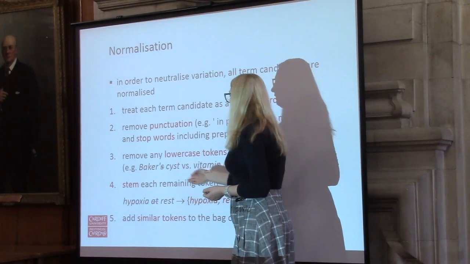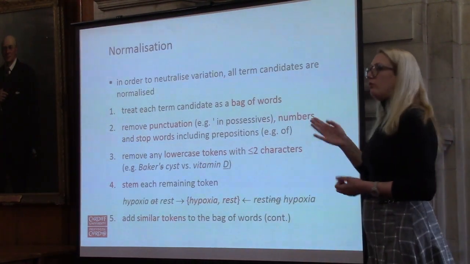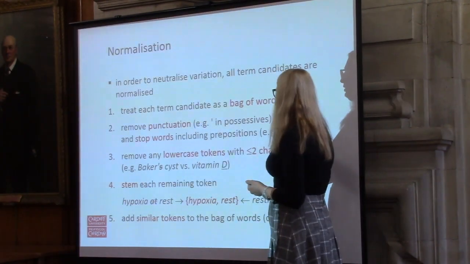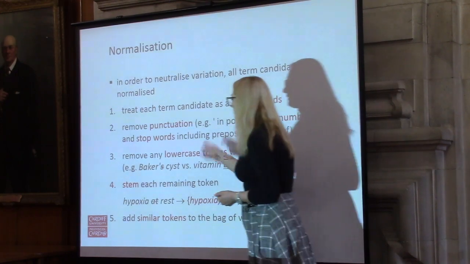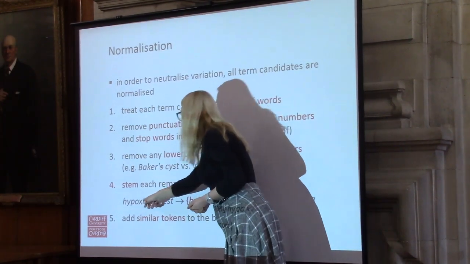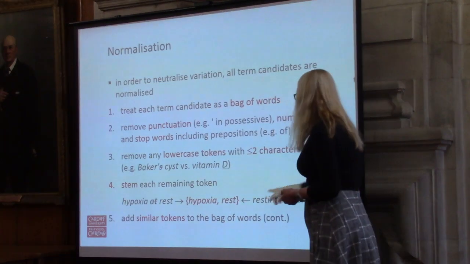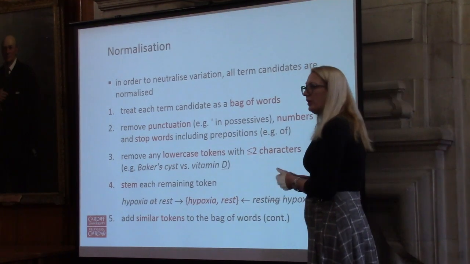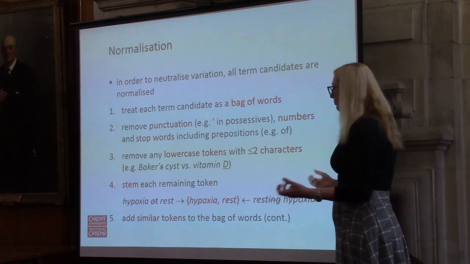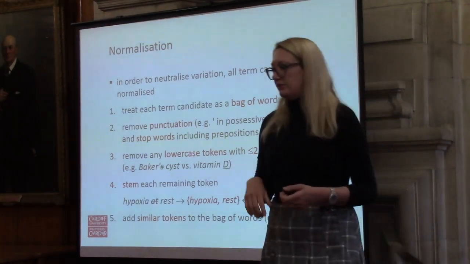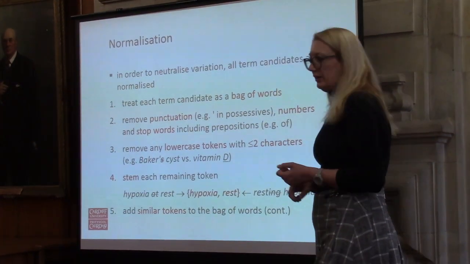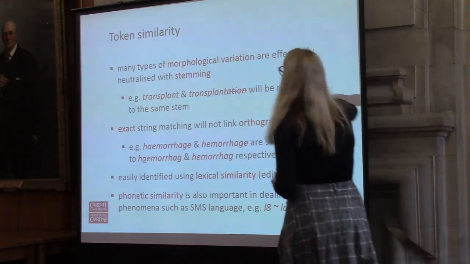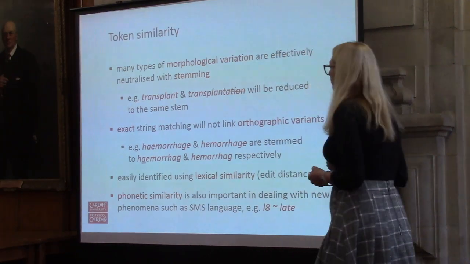We will also stem each remaining token, and stemming means removing the suffix, basically. We already removed the preposition by rule number 2, and we will stem each remaining token. So here we have hypoxia at rest, and resting hypoxia. If we remove the suffix and just create a bag of words, we will have the same term representative. So basically we neutralized this variation. One more thing is that with stemming, we will neutralize morphological variation.